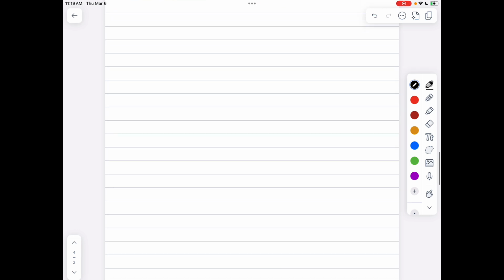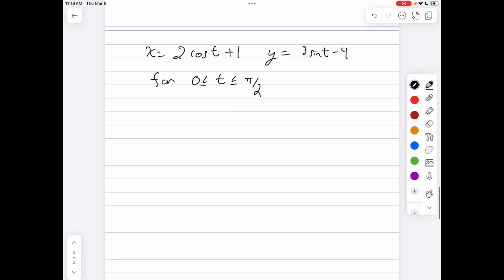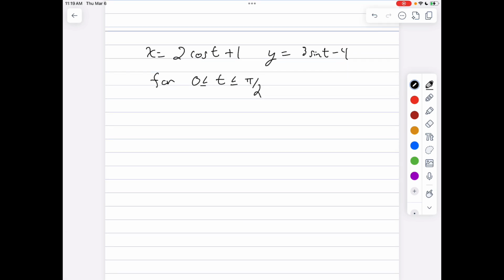Now, there are other ways of getting rid of a parameter by using relationships. Let me show you one real quick involving trigonometry. So I'm going to do the same thing with these two equations, x equals 2 cosine t plus 1 and y equals 3 sine t minus 4. I'm going to subtract 1 and divide by 2 on the first equation, so you get cosine of t. And I'm going to add 4 and divide by 3 to get sine of t.